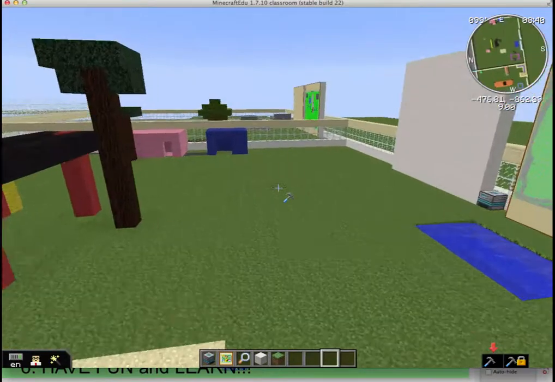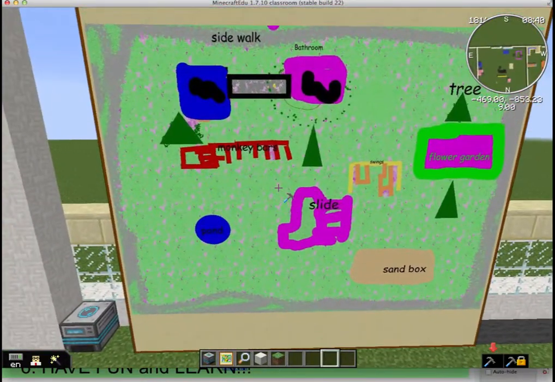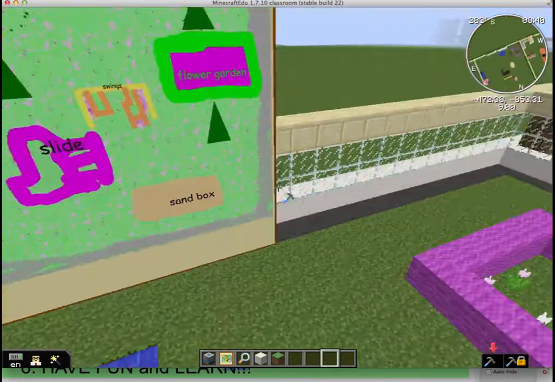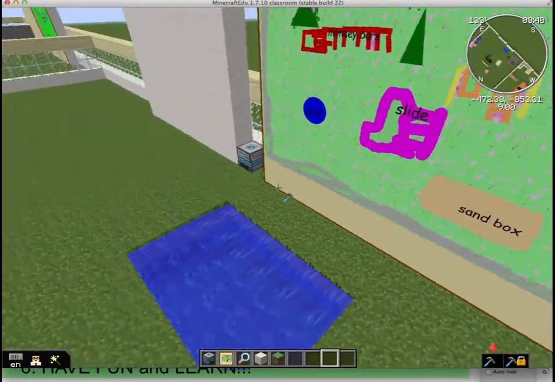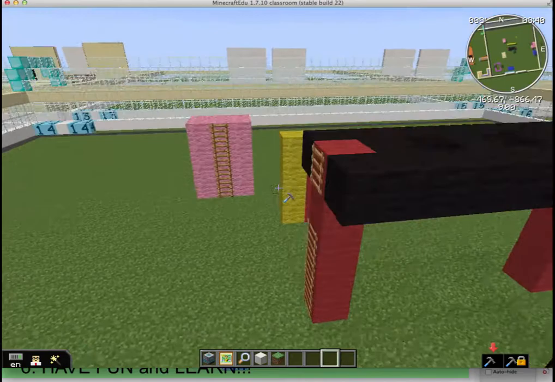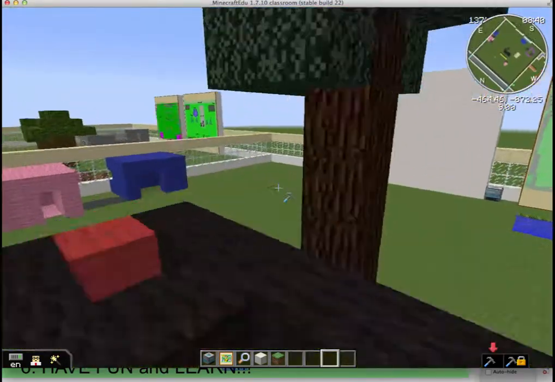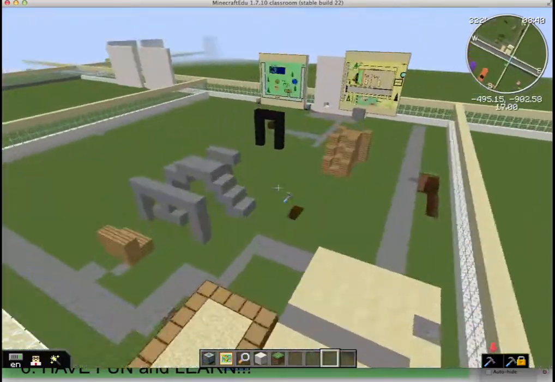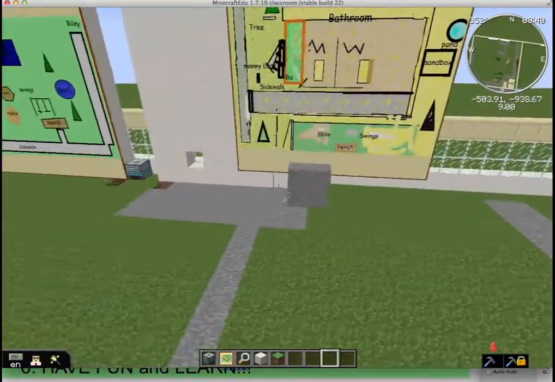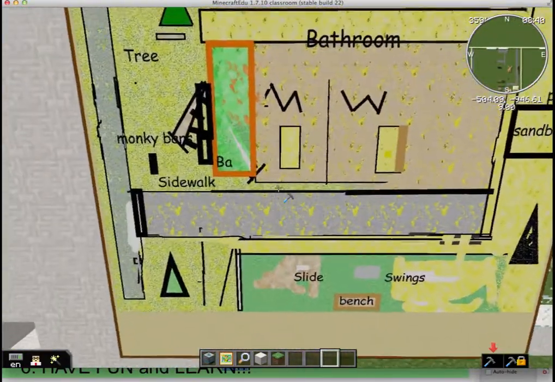Yeah, if we go to the next area. So I see sidewalk, bathroom, tree, flower garden. That's in the right spot. There's their pond. Here's a slide. So let's look at a couple more. So men's and women's bathrooms.